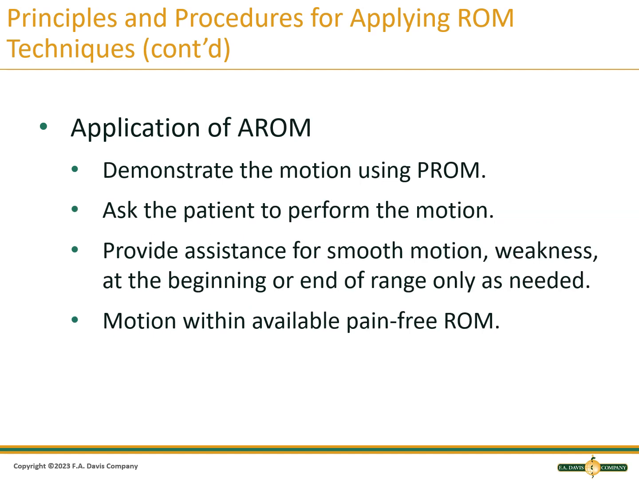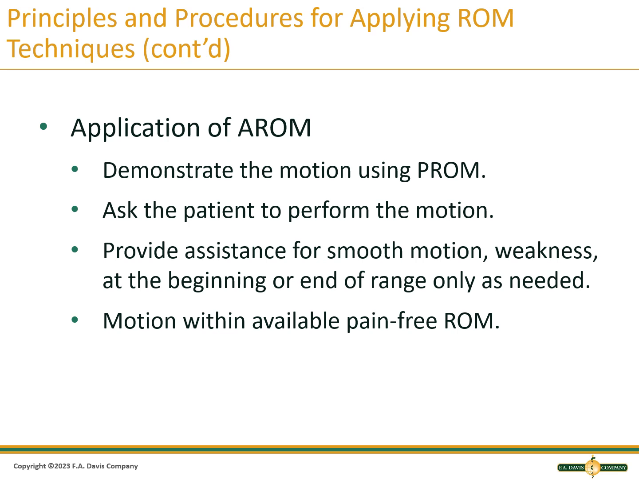When we are transitioning to active range of motion, we want to demonstrate the motion to the patient using passive range of motion so that we ensure appropriate alignment, stabilization, and execution of the activity. Sometimes we will bridge this gap by having us as the therapist move the extremity through passive range of motion, have the patient slowly take over through active assistive range of motion, and then give them full control through active range of motion. We'll ask the patient to perform the motion, and that'll get us to our active range of motion state, and provide assistance for smooth motion weakness at the beginning or end of range only as needed.